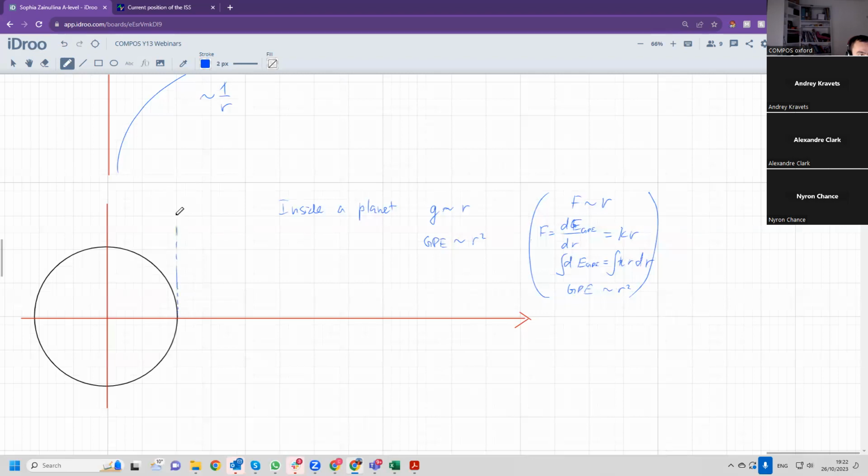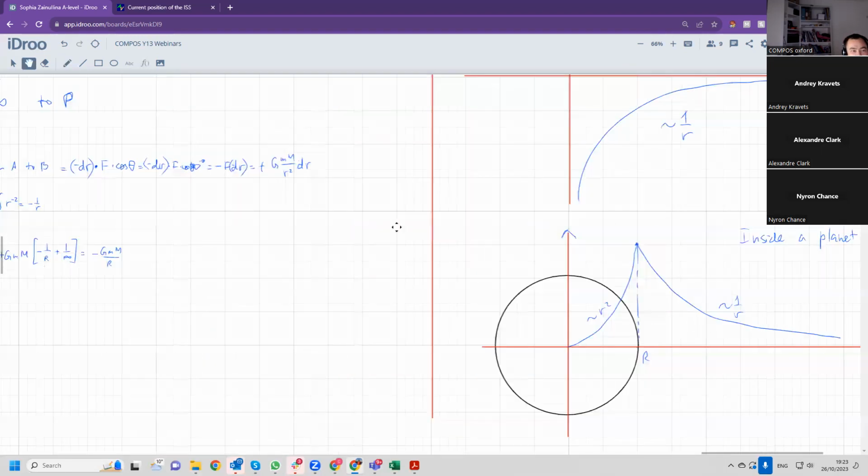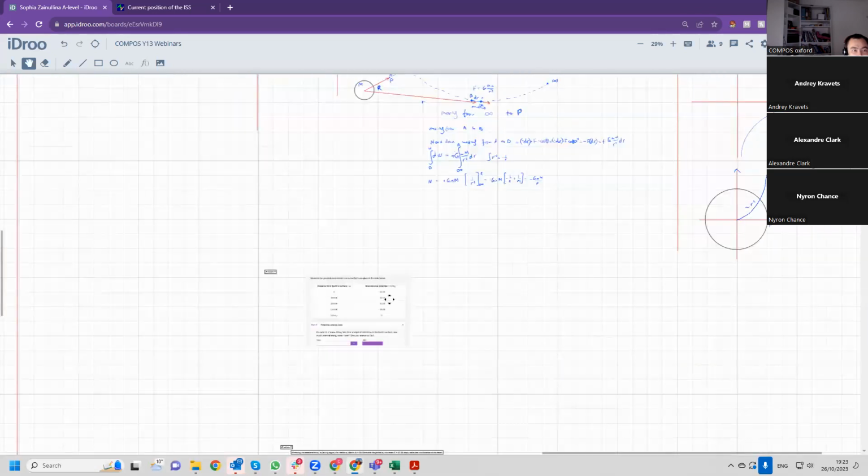That's for a hollow shell. So outside, it behaves like 1 over R; it's proportional to 1 over R. But inside, it is proportional to a quadratic, so it's proportional to R squared. So if you're inside a planet, gravitational potential energy is proportional to R squared. Outside a planet, it's proportional to 1 over R. Quite an interesting feature of the gravitational potential energy.